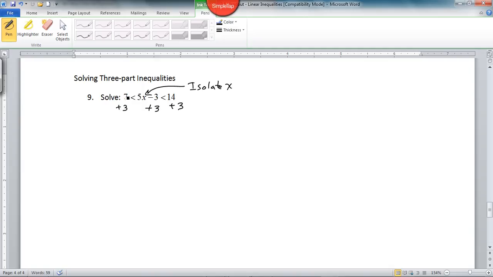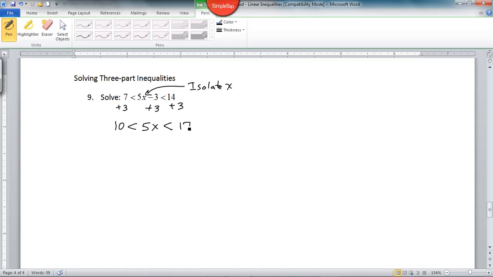So here's what we get. 7 plus 3 gives me 10, is less than 5x, because minus 3 plus 3, that goes to 0. And then on the right side here, I've got 14 plus 3, that's 17.